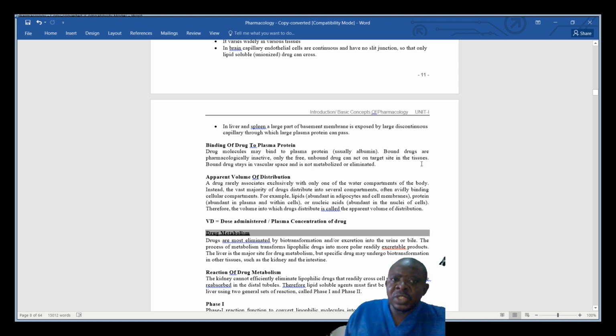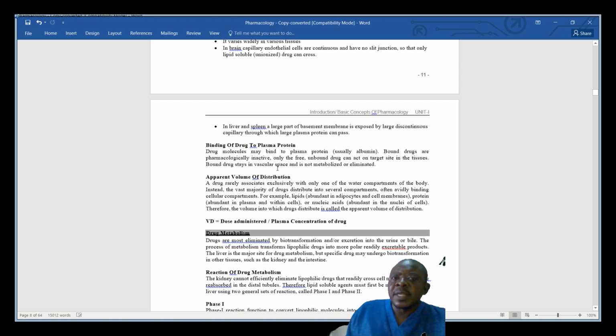of the tissue. So bound drug stays in the vascular space and is not metabolized or eliminated. When the drug is still bound to albumin, it will not be metabolized or eliminated. So now when it is made available within the blood, it will be used by the tissues.